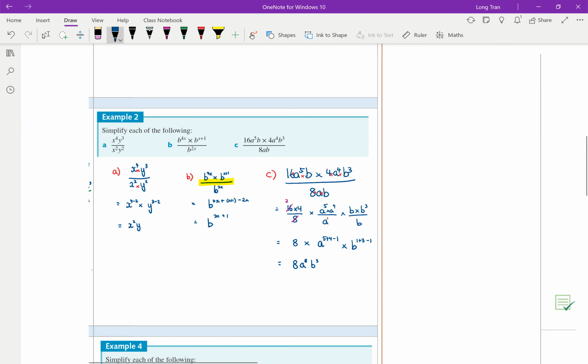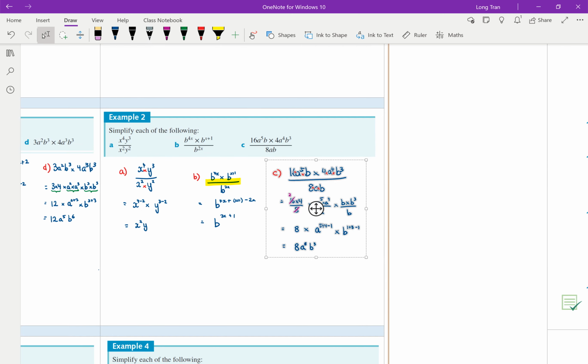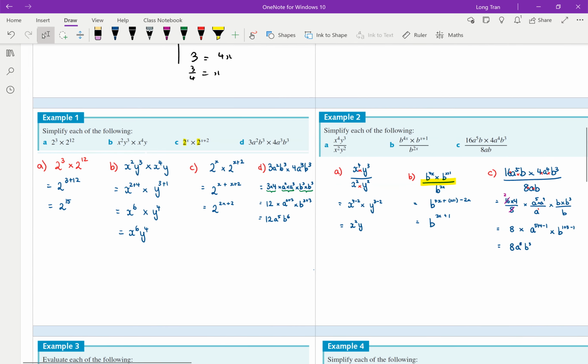There you go. So that's how I would have done that particular problem there. I'm just going to make this a bit smaller just so it fits nicely. And there you go. That's example 1 and example 2.